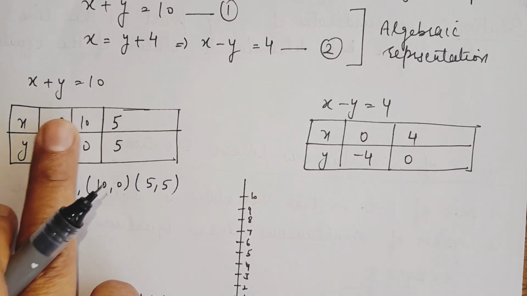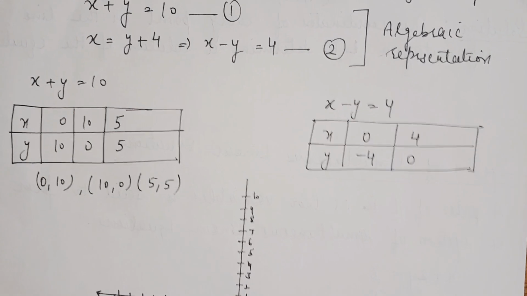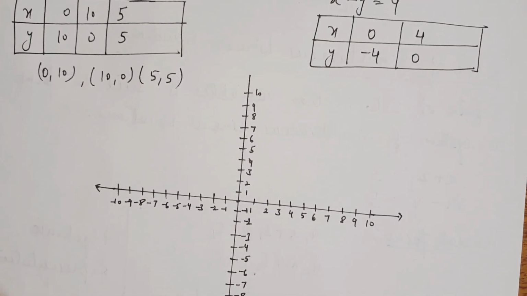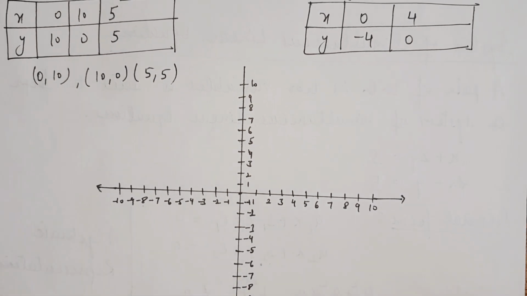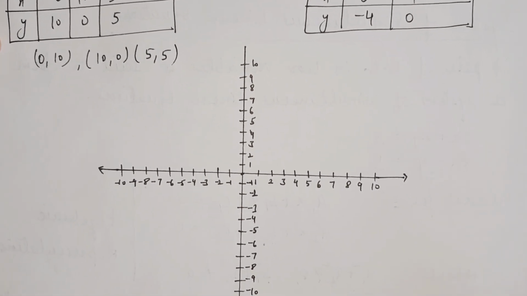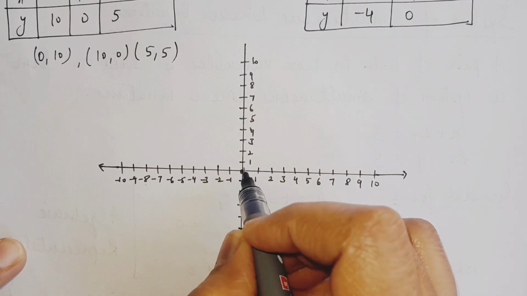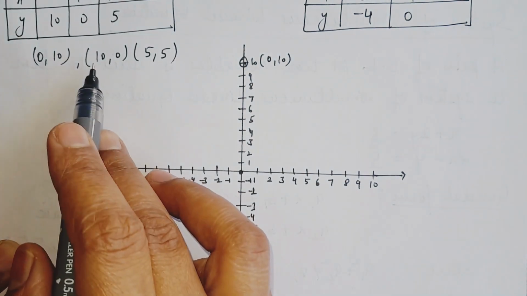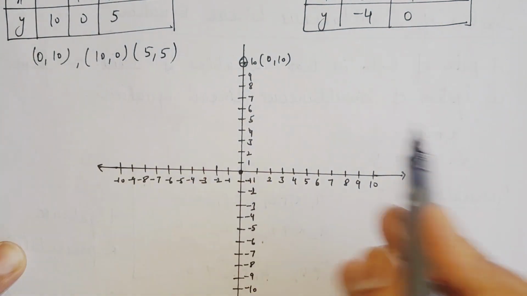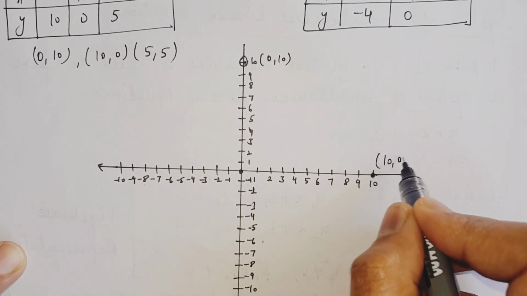First equation is x plus y equals 10, and the pairs are (0, 10), (10, 0) and (5, 5). So first we will plot these points. This is the Cartesian plane where we have to represent these points. Look, first point is (0, 10). So x is 0, that means the origin where x and y are 0, and y is 10 will be this point. This point is (0, 10). And then the next point is (10, 0). That means the x ordinate is 10, y ordinate is 0. On the x-axis, y is 0. So this is the point (10, 0).